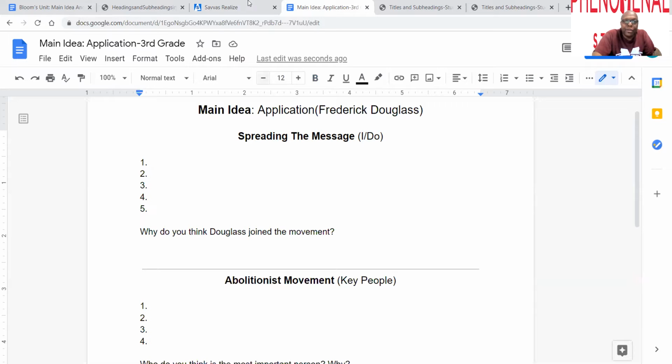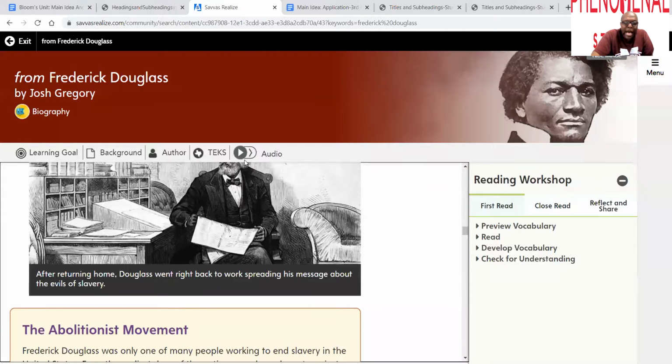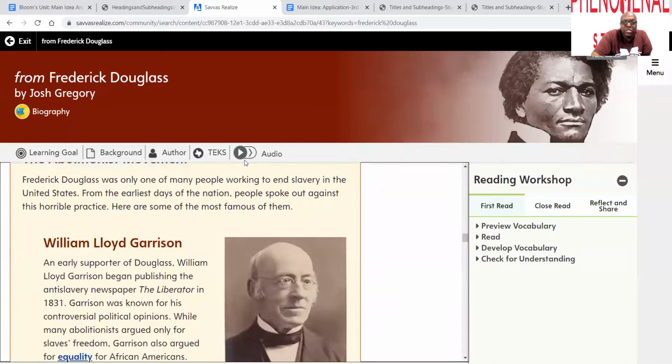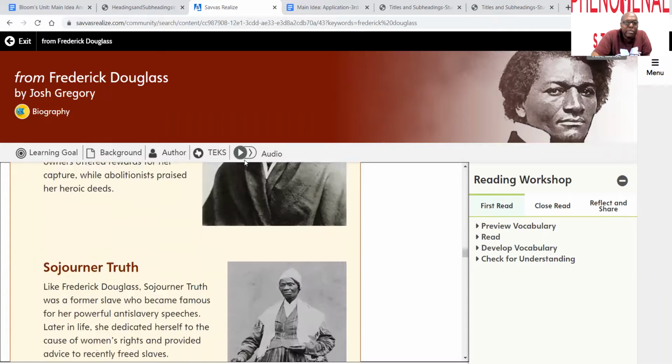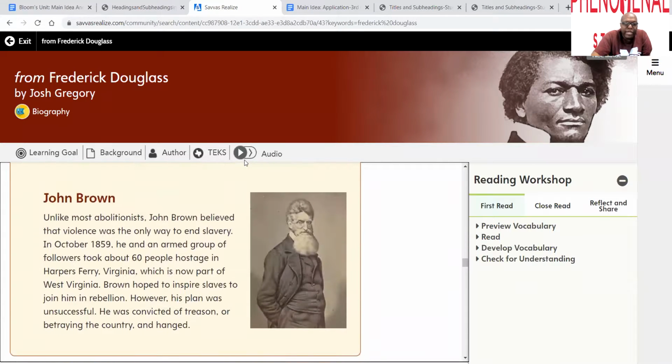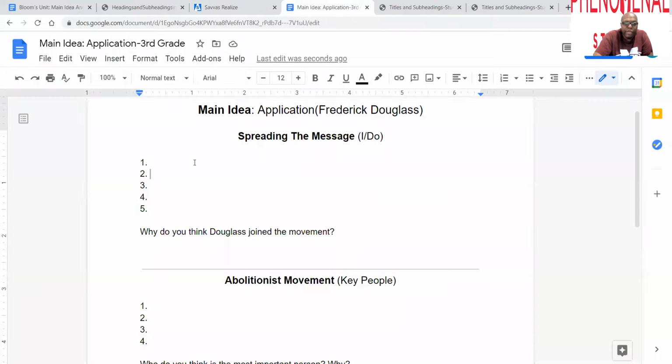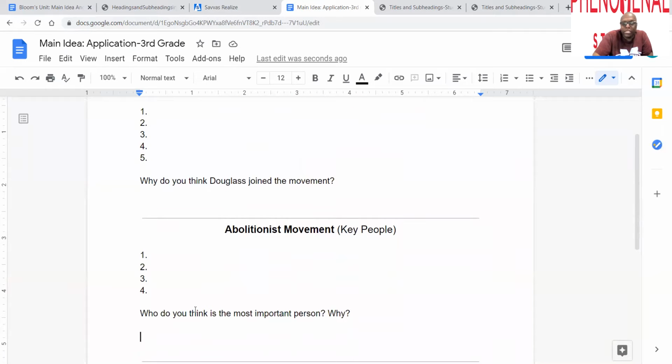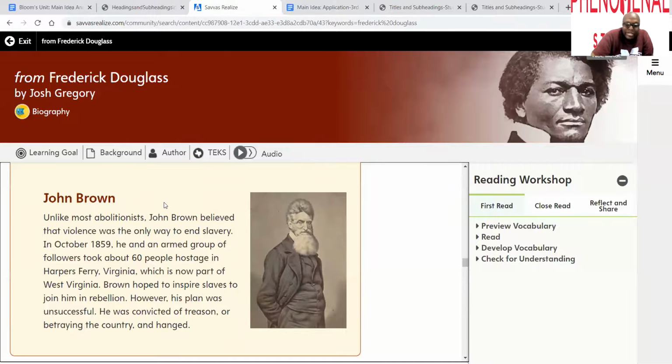All right, after that, I had the kids read the section, the abolitionist movement, and read about all the key abolitionists for the We Do. And then after they read that, they filled out the sections. And then I asked them, who do you think is the most important person and why? So they get to determine who they think the most important person is. Many of them say Harriet Tubman, but I think that was kind of obvious that that would be the answer. These are mostly African-American children.